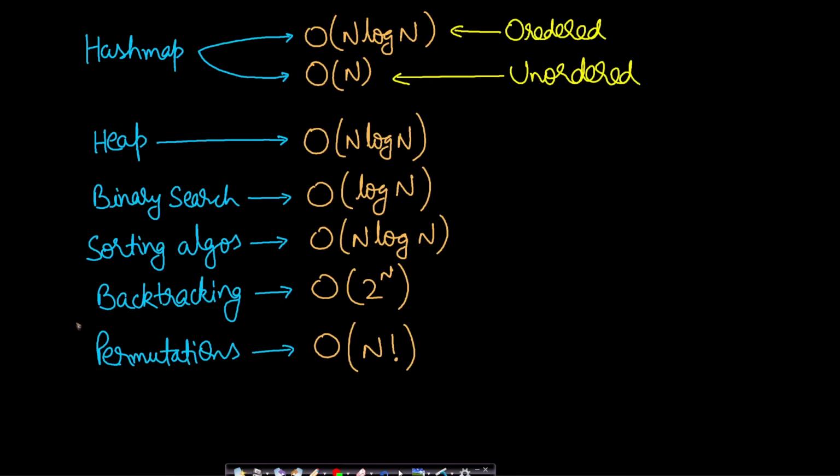Just for a reference of some of the simple data structures and algorithms, you can see that in a hash map, for an ordered hash map, the operations on n elements will be n log n, and if it is unordered, then it will be order of n. For a heap, it will be n log n if the heap size is n and you are operating over it n times. Simply for binary search, log n, and all the way up to permutations, which will take n factorial.